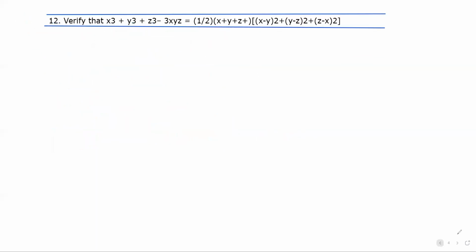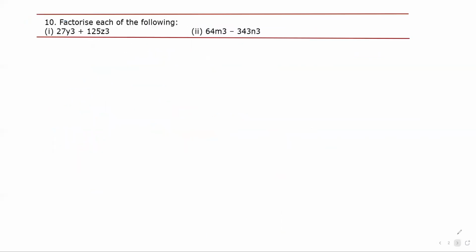Next question. 10th. Factorize each of the following. So first value is 27y cube plus 125z cube. Now here it can be written as 27 is 3 cube. So 3 cube y cube plus 5 cube z cube, since 5 cube is equal to 125. This can be combinedly written as (3y) whole cube plus (5z) whole cube.